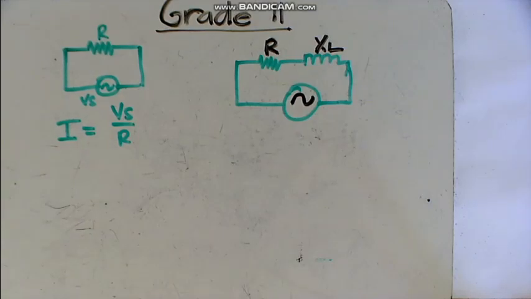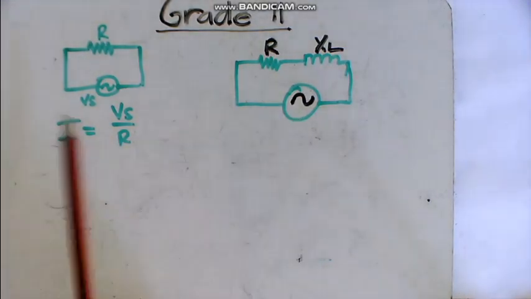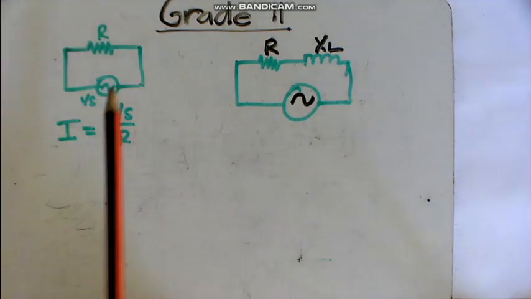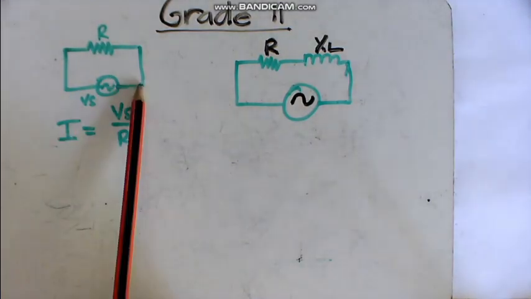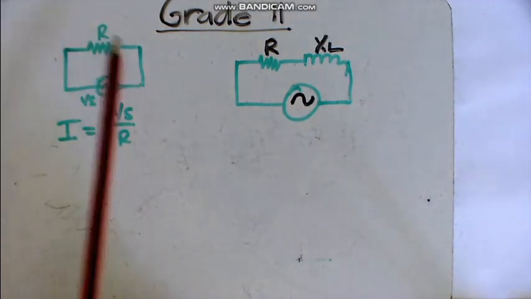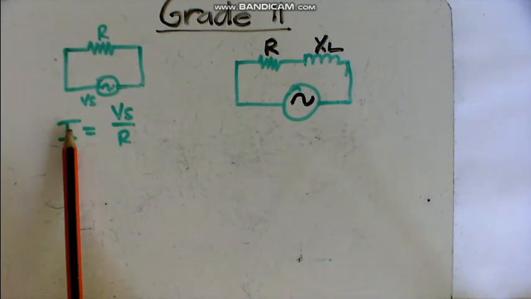Right, we're going to look at an RL circuit that comprises a resistor and an inductor connected to an AC supply. That will be the circuit on the right-hand side. Here's our old traditional circuit where I is equal to the voltage applied divided by the resistor, and that's how we calculate our current.